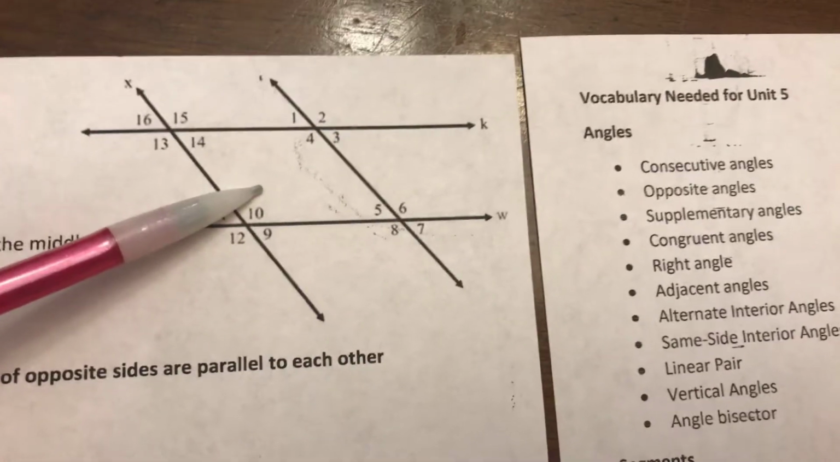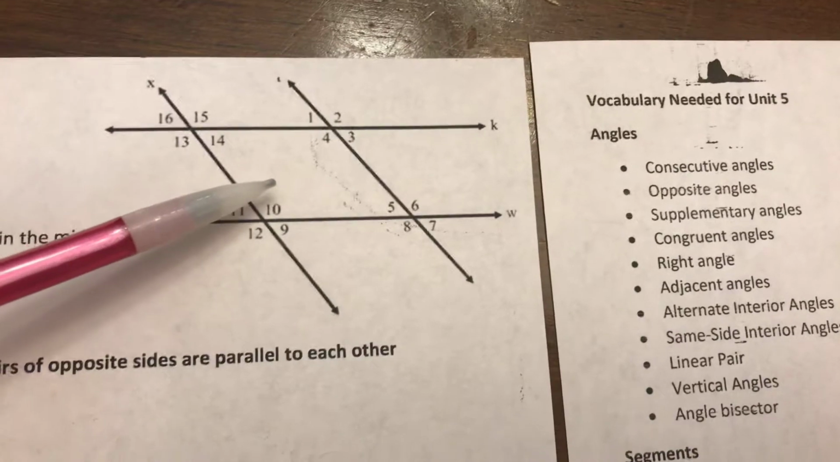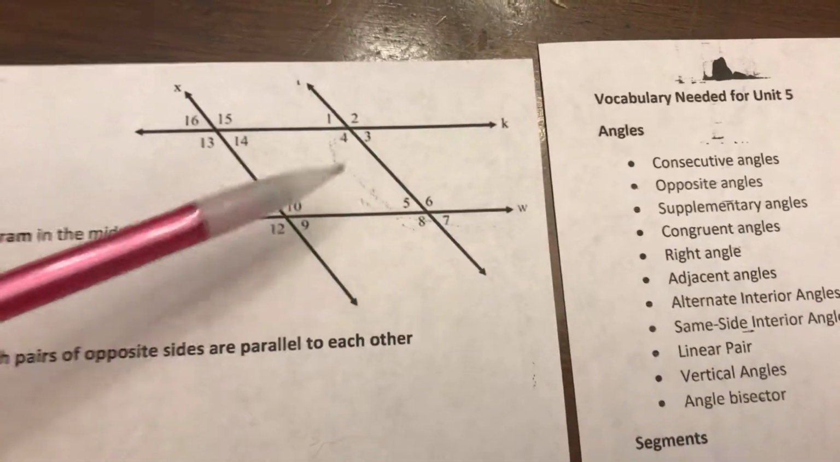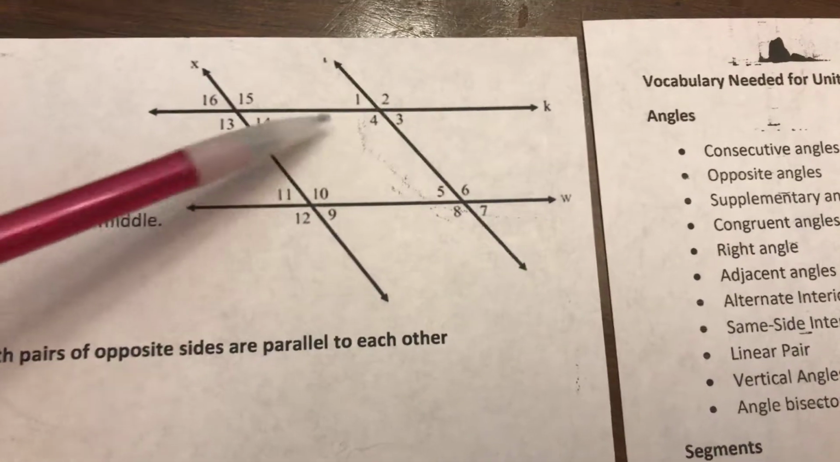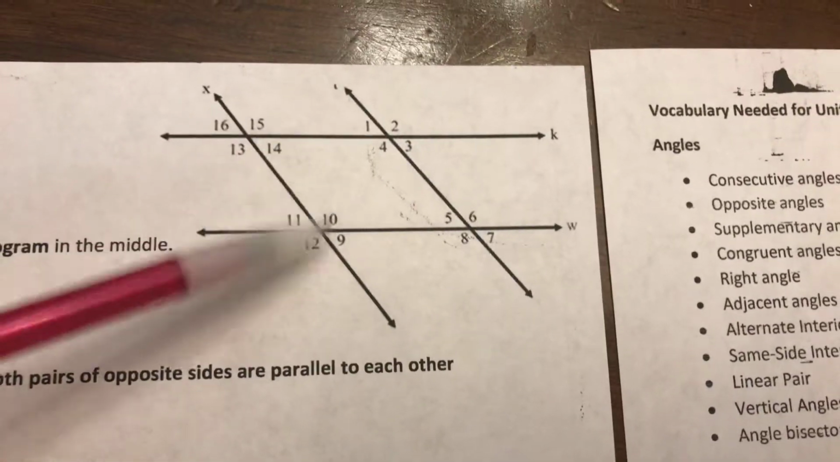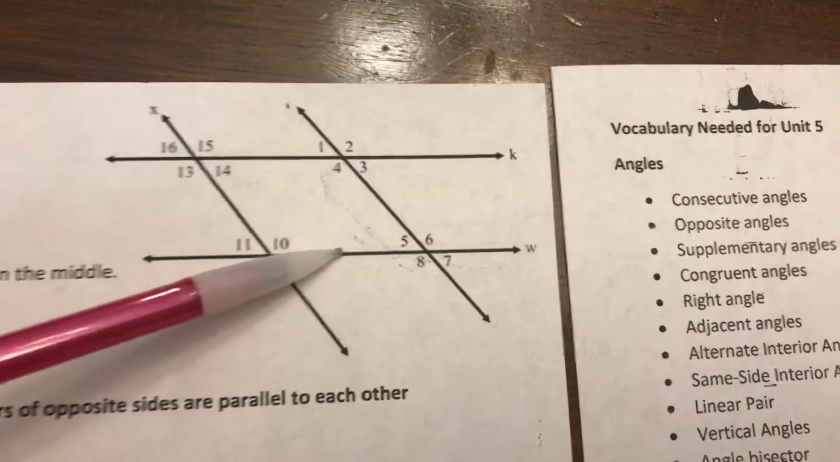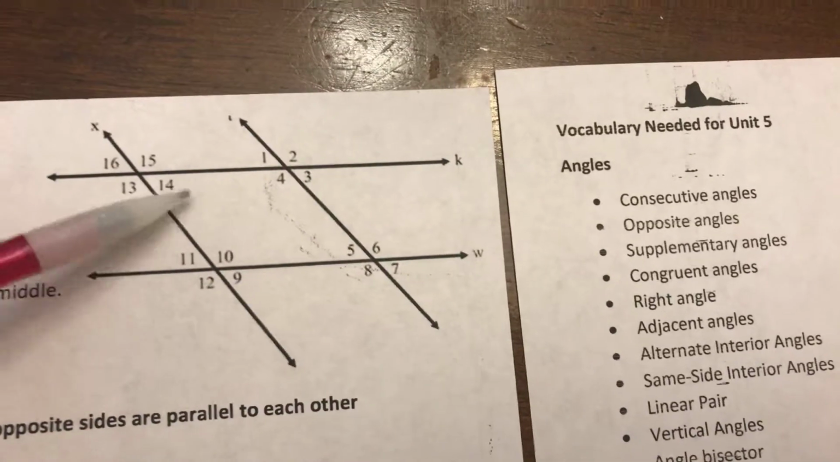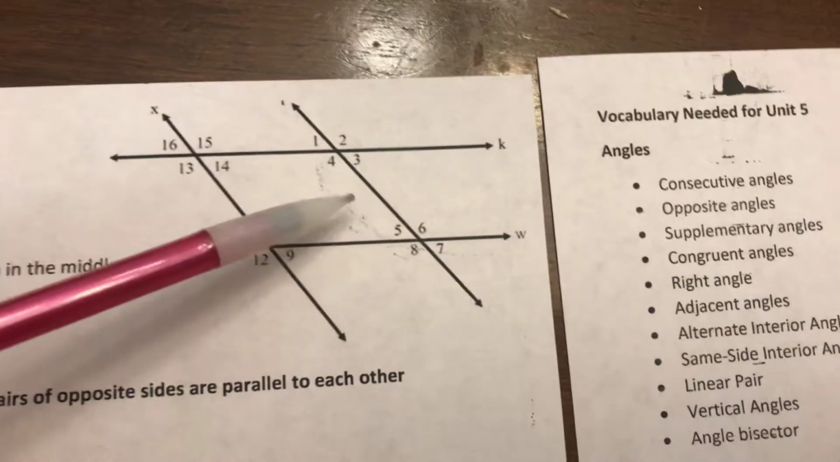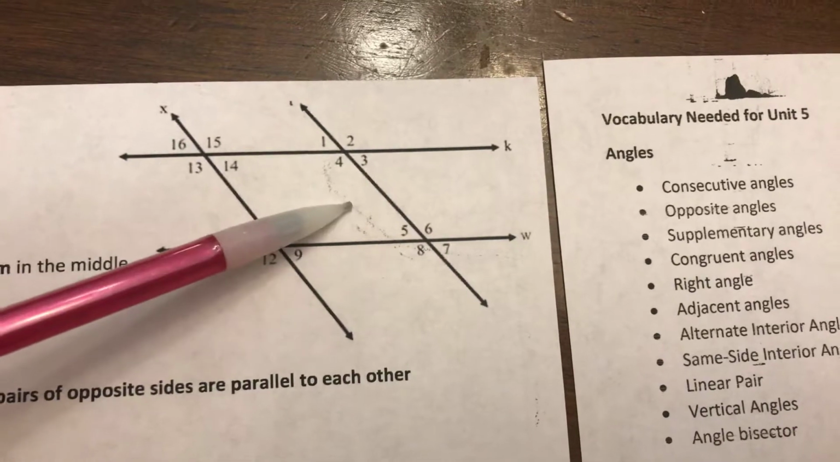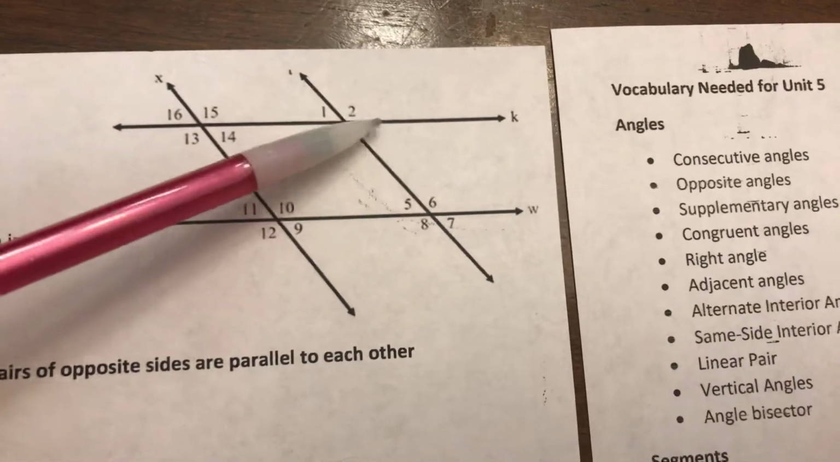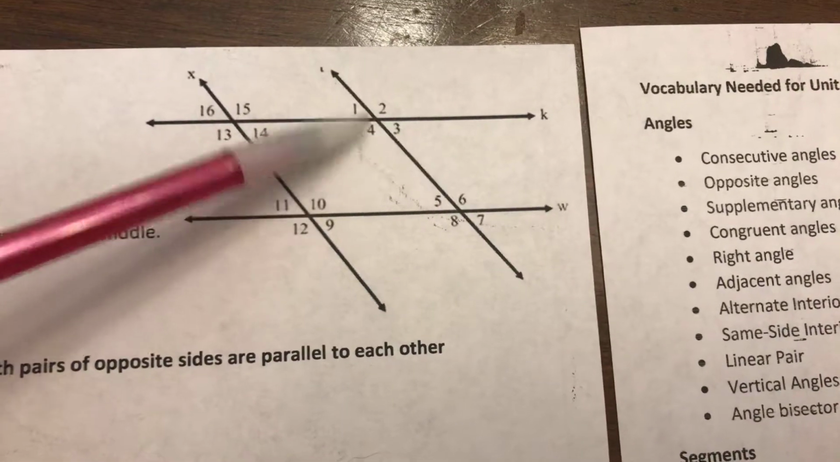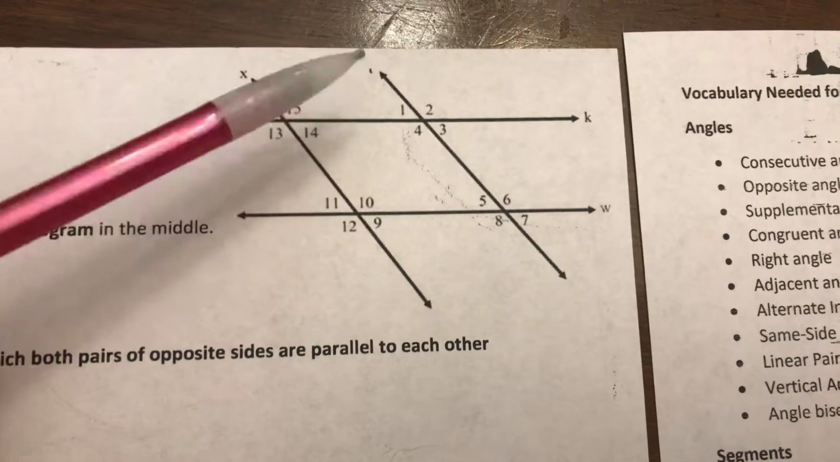So consecutive angles are angles of a figure that are formed by the same line. So 4 and 14 would be consecutive angles. Opposite angles are angles that are across from each other, not formed by the same line. So 5 and 14 would be opposite angles. Supplementary angles are angles whose sum is 180 degrees. 3 and 4 would be a pair of supplementary angles.